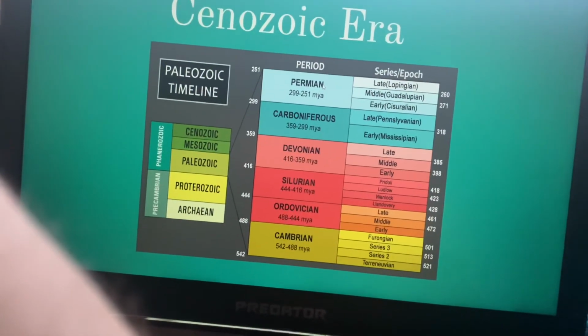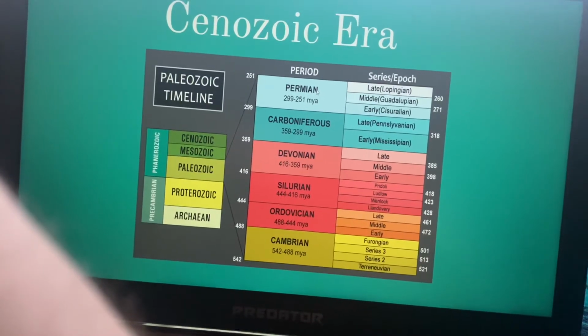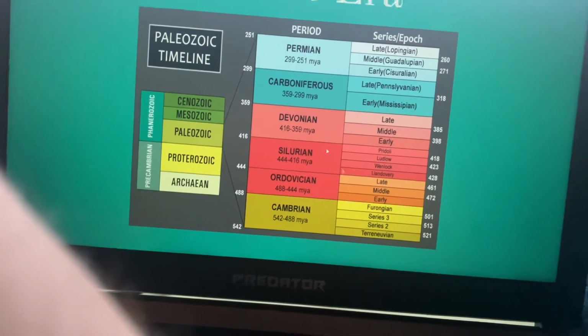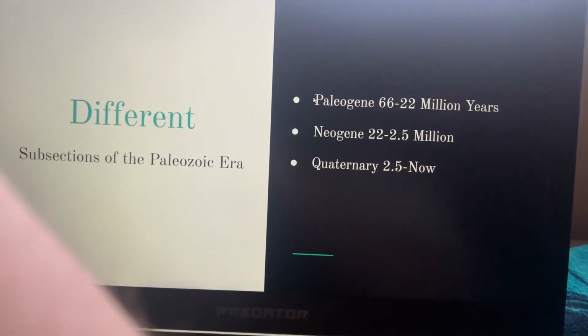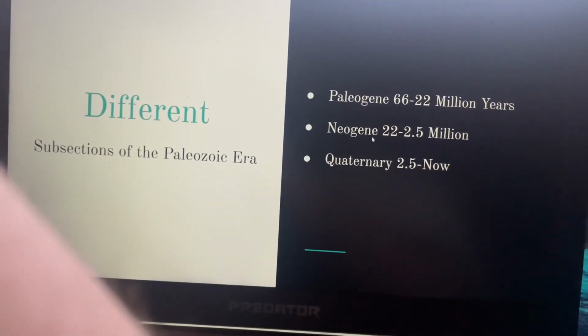And this also had... Oh, wait. Cenozoic? Yeah. Cenozoic. Oh, wait. Okay, this is the wrong timeline, but ignore that. We have... ignore this slide entirely.